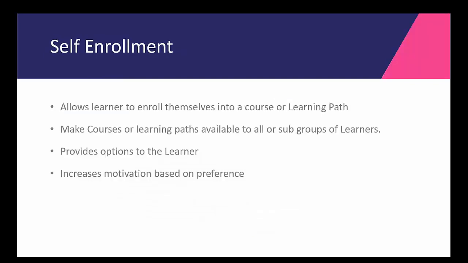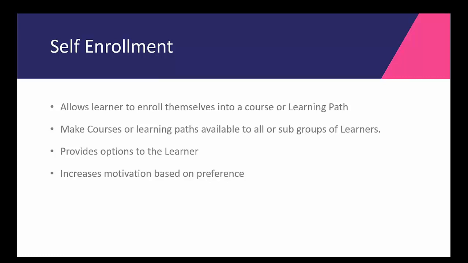The primary alternate to automatic enrollments are self-enrollments. When you enable this for a course, it makes it available for enrollment from the catalog. This allows learners to enroll themselves into a particular course or learning path based on the availability rules to refine the users presented with the options.